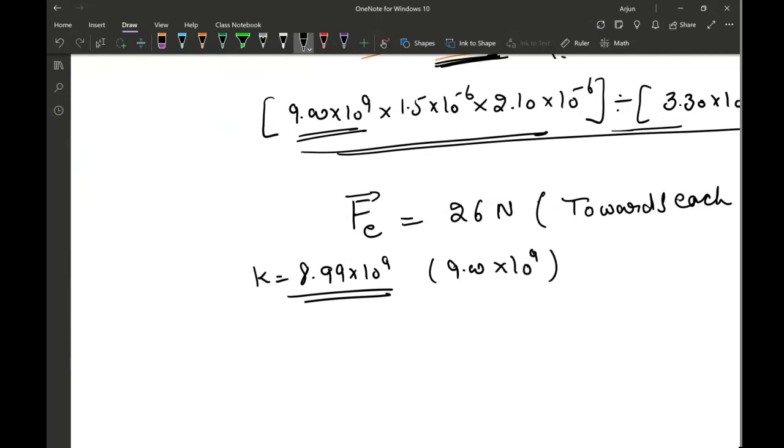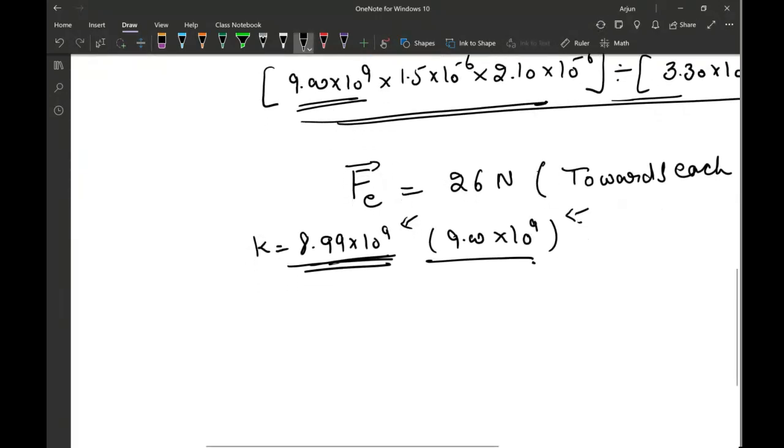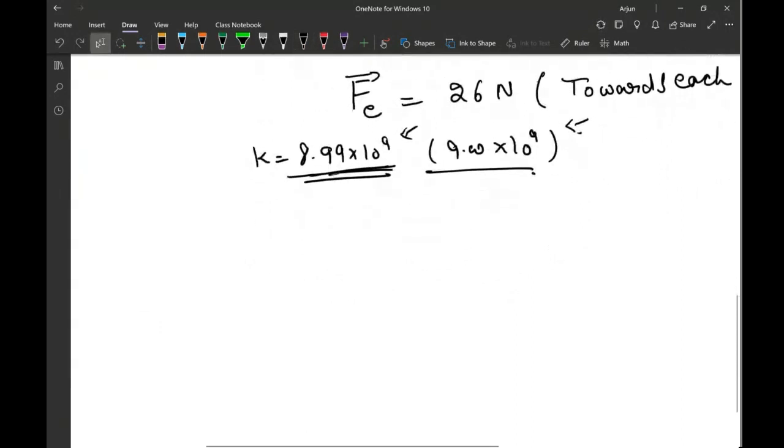They both are one and the same thing. This number and this number. All right. Now, let's look into one more problem based on the formula which we've learned.